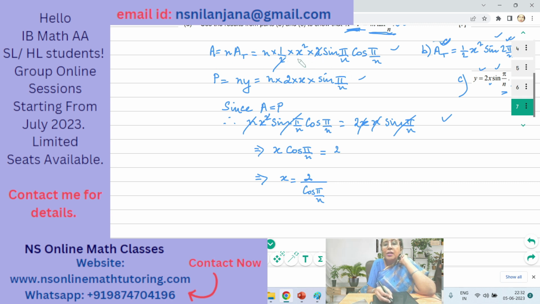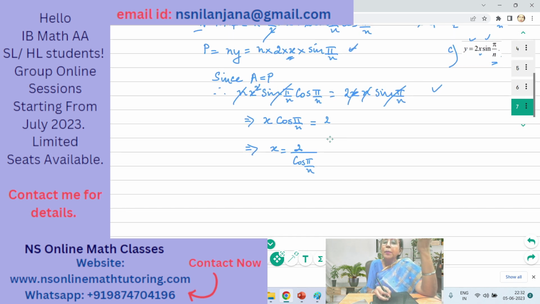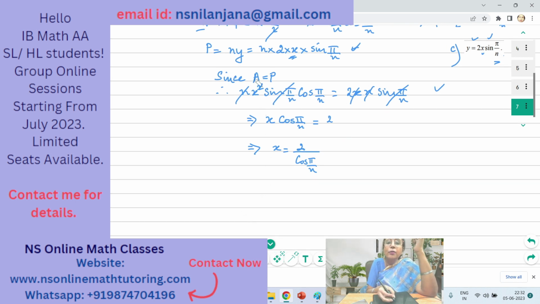You can substitute in place of A in this expression or in this P expression. I would prefer this P expression, but because this contains only x and this contains x square, I have to square it. Let's not go for squaring. We can go for squaring. There's no harm in that, and it is a very easy expression, 2 over cos pi by n. So x square will be 4 over cos square pi by n. Okay, it is very easy. I am preferring P, you may prefer A also. So let me just write the P expression once more.